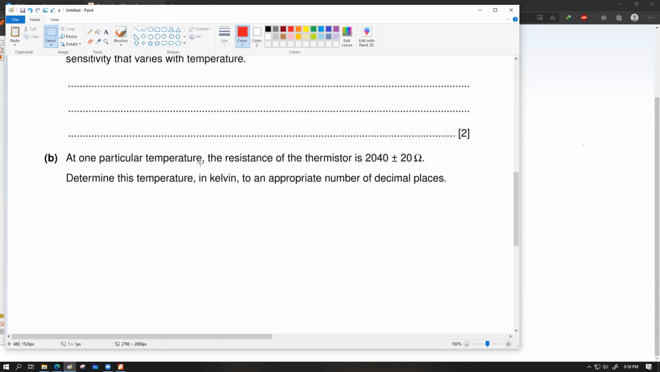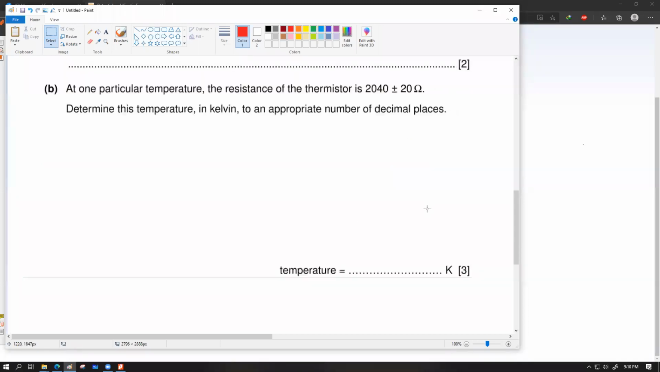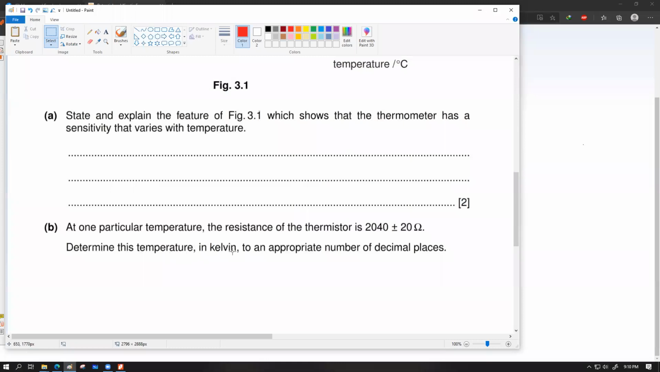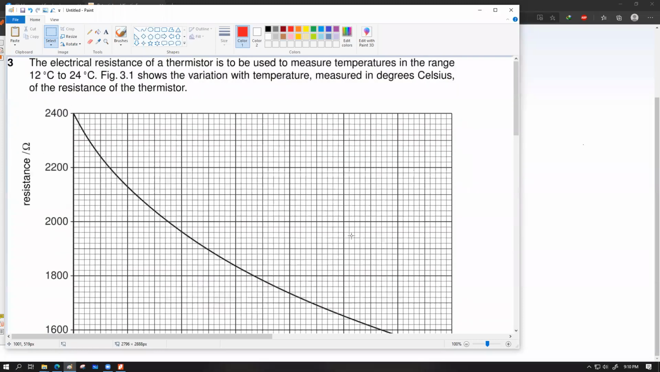At one particular temperature, the resistance of the thermistor is 2040 plus or minus 20 ohm. Determine this temperature in Kelvin to an appropriate number of decimal places. So how can we determine this temperature to an appropriate number of decimal places? How could we do this?